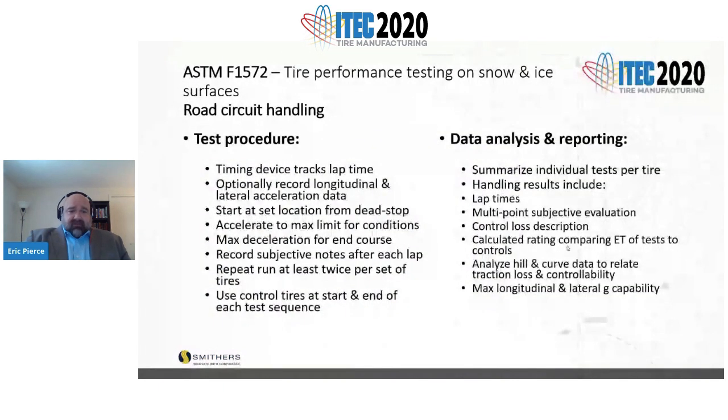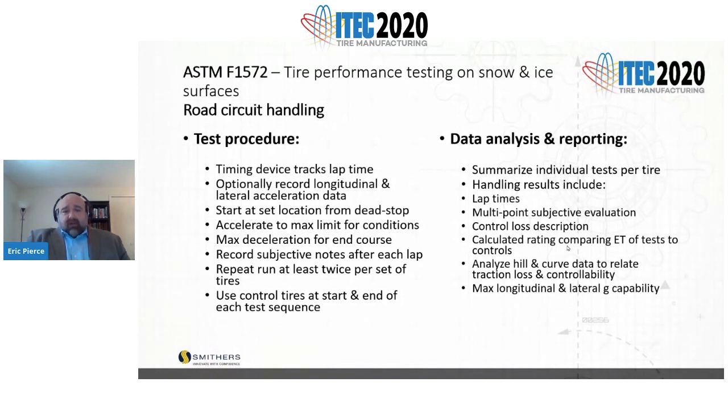So the procedure itself starts out with basically you're just using a timing device to track lap time. You can also optionally record acceleration data longitudinally. We start this test from a dead stop. You're accelerating to the maximum limits for the specific conditions. And at the end, you have a maximum deceleration to end the course.